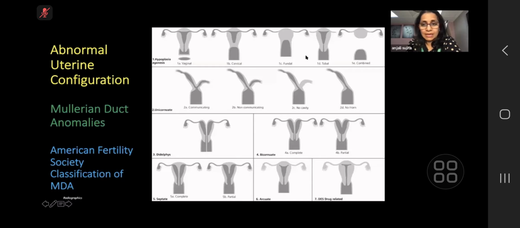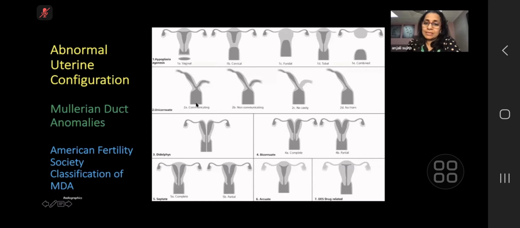Mullerian duct anomalies have been classified into 7 different subgroups. We will be focusing on the 2nd till the 6th ones. If we look at unicornuate uterus, it is important to spend some time on this slide so that it becomes easier for you to tackle the next few slides.